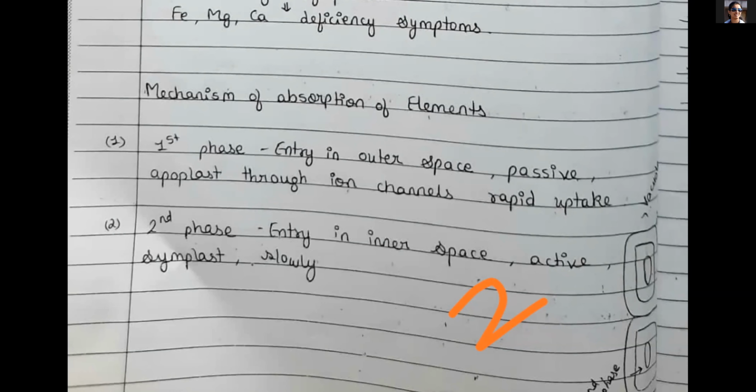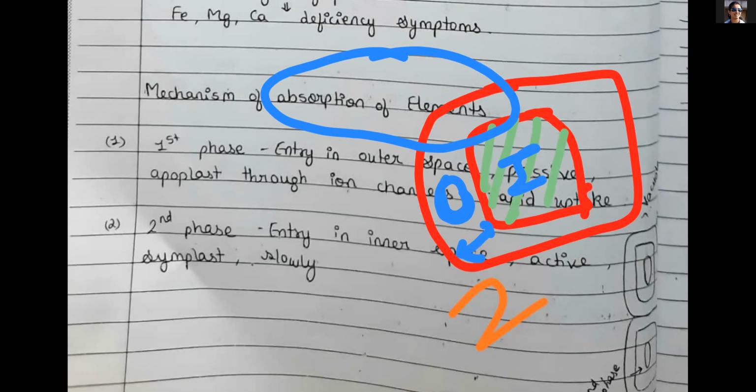Here, one thing is, suppose this is a cell. Here the cell wall is there, right? Inside the cell membrane, this part we consider as the inner space. And the region between the cell wall and the cell membrane, we consider as the outer space, right? Here we are talking about the mechanism of absorption of elements.